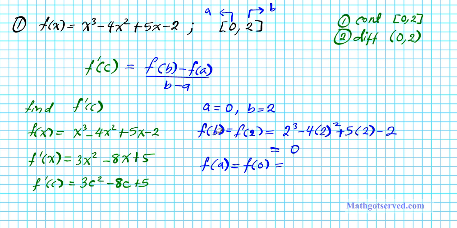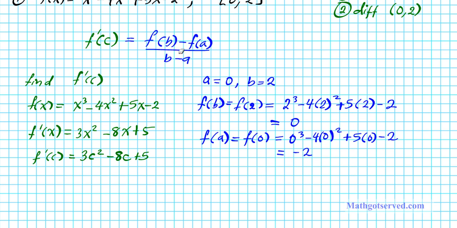So we'll plug in 0 into this function, and then we'll have 0 to the third minus 4 times 0 squared plus 5 times 0 minus 2. And then we can clearly see that f of a is negative 2. All right? So we are ready to compute the average rate of change or the slope of the secant line.